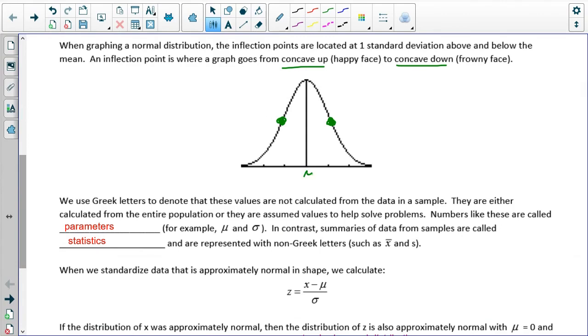So this is the mean, mu. This is mu minus standard deviation, and this is mu plus standard deviation. Going back to the original example, where the mean is 100 and the standard deviation is 15 for IQ scores, this would be an IQ score of 100. This would be 115. This would be 130. This would be 85, and that would be 70, and so on.